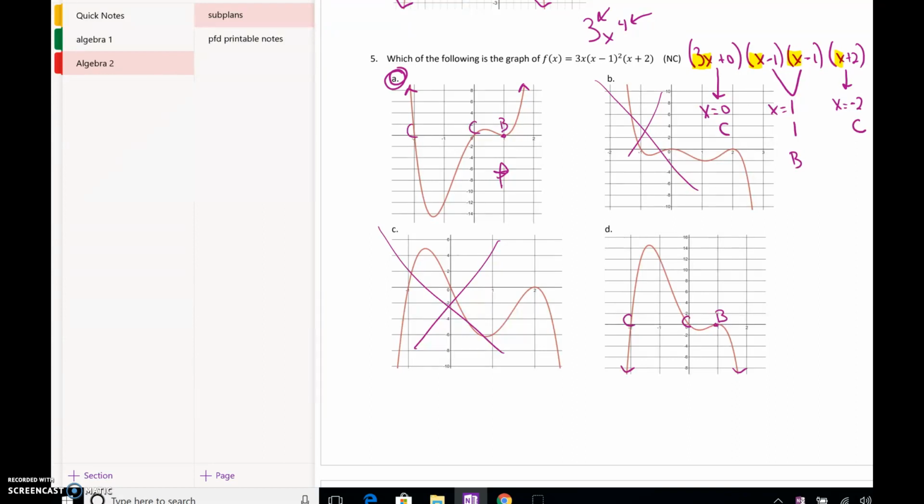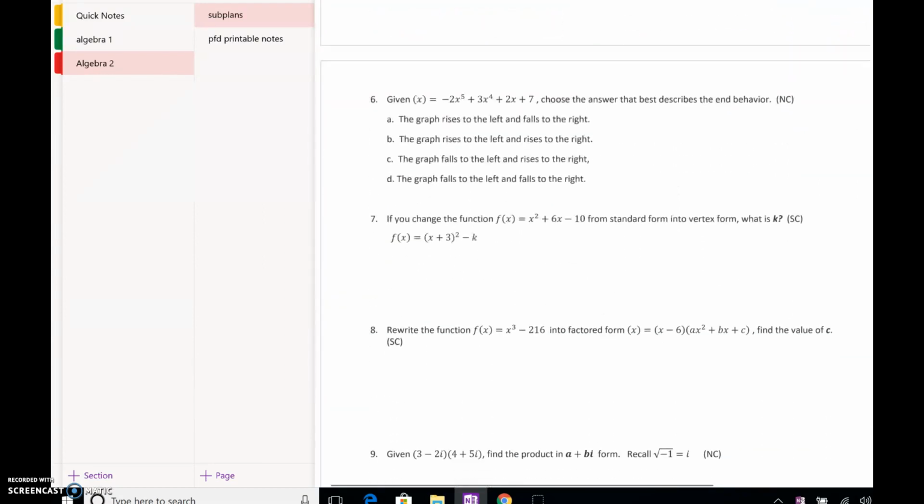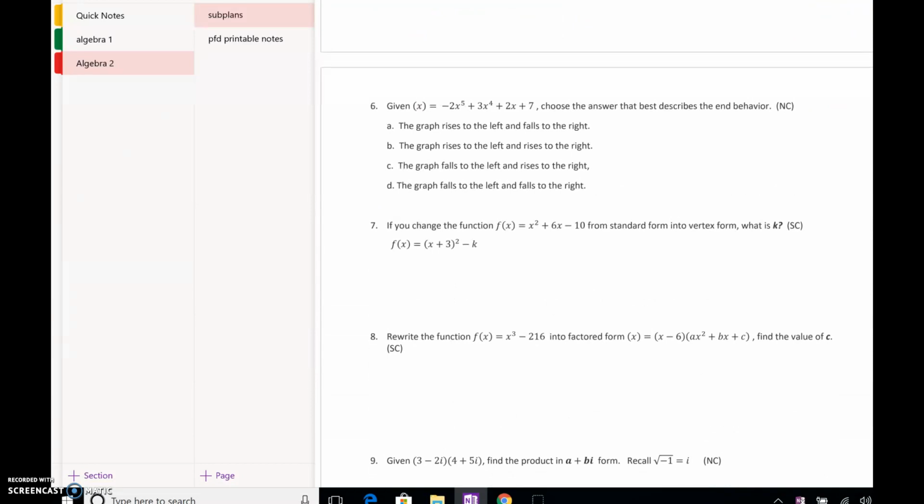All right, moving on. So given this problem, choose the answer that best describes it. There will not be a calculator, so you can't type this in and look at it. What we want to know are the end behaviors. So what's the shape going to be? And your leading term is going to tell you all of this.